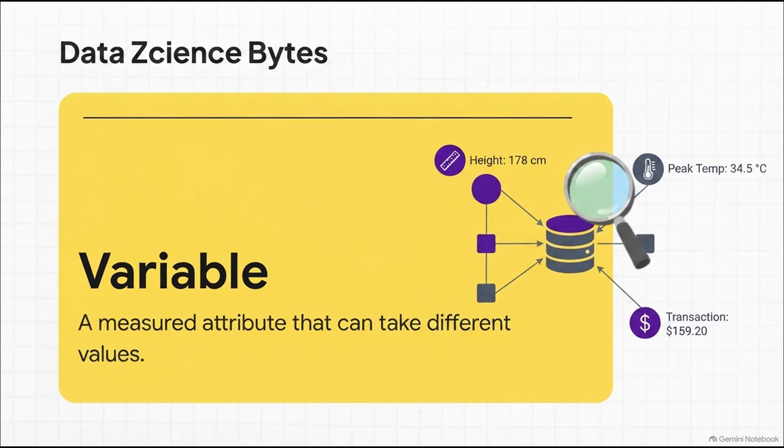To really get this system, we've got to start with the raw material, which is the variable. A variable is simply a measured attribute that can take on different values. Just think of variables as the foundational, recorded quantities available in your data. It's the raw information you've actually managed to capture and store. So maybe it's a person's height in centimeters, a given day's peak temperature, or the exact dollar amount of a transaction. Basically, these are just the cold, hard measurements sitting right there in your database.